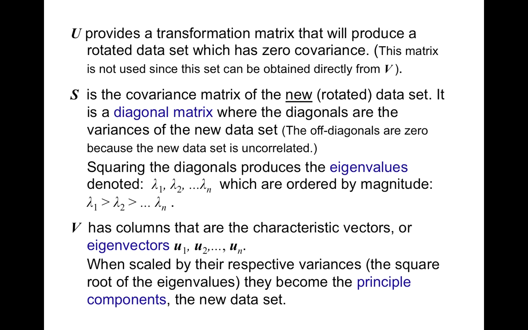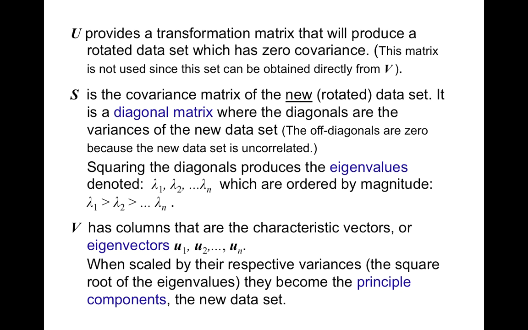S is a covariance matrix of the new rotated data set, and it's a diagonal matrix where the diagonals are the variances of the new data set. Now the off diagonals will all be zero because our new data set is uncorrelated.